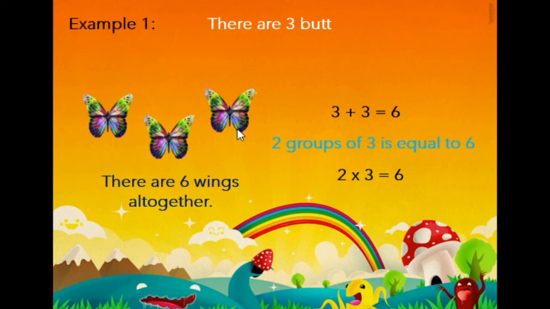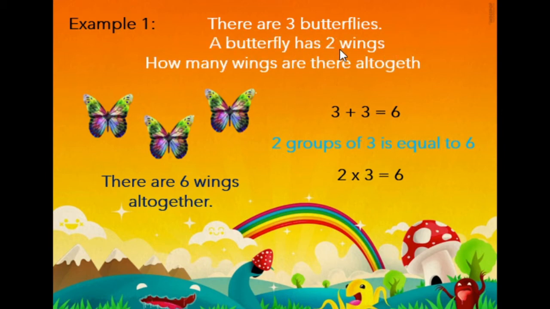Okay, we still have the same problem. There are 3 butterflies. A butterfly has 2 wings. How many wings are there altogether? This time, we don't use 2 plus 2 plus 2, right? But instead, we use 3 plus 3. That means 2 groups of 3 is equal to 6.